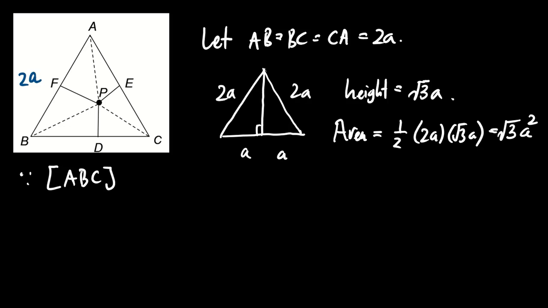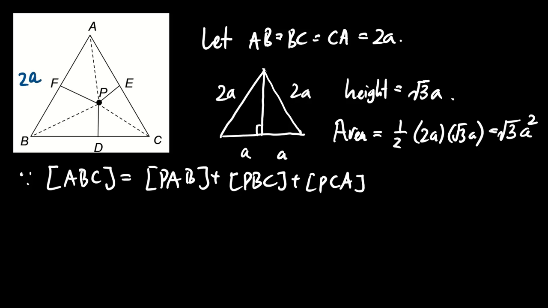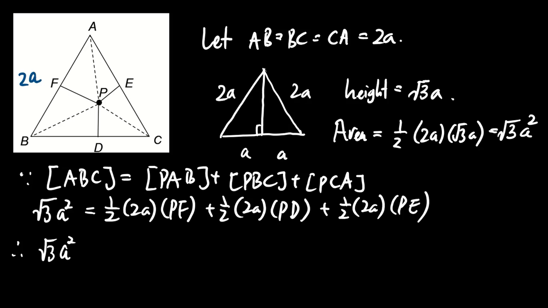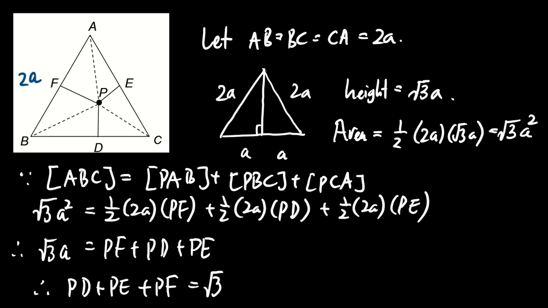Now divide triangle ABC into 3 parts: triangle PAB, triangle PBC, and triangle PCA. Each triangle has base 2a and respective heights PF, PD, and PE. So the total area becomes a times the quantity PD plus PE plus PF, which equals square root of 3 times a squared. Solving for the sum, we get PD plus PE plus PF equals square root of 3 times a.